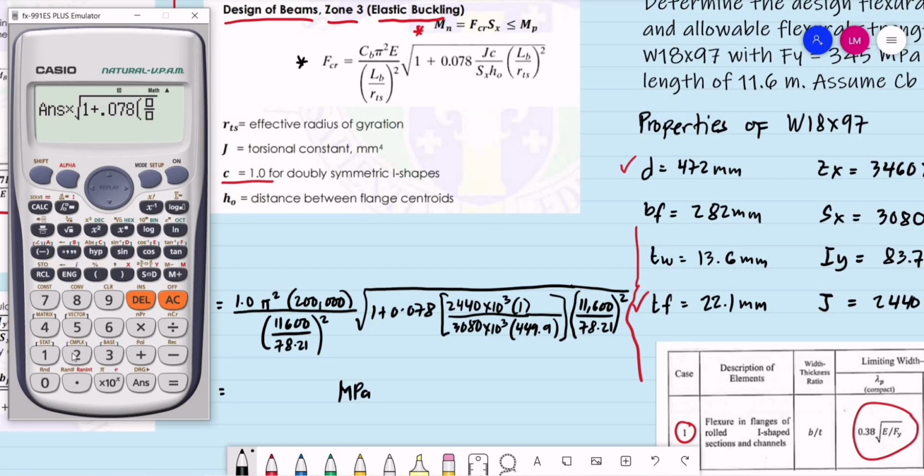Then multiplied by 244 times 10 raised to 3, multiplied by 1, then divided by 3080 times 10 raised to 3. Then multiplied by h sub o, which we have as 449.9. Then multiplied again by the unbraced length, 11,600, divided by 78.21 squared. So we have that as 179.94.